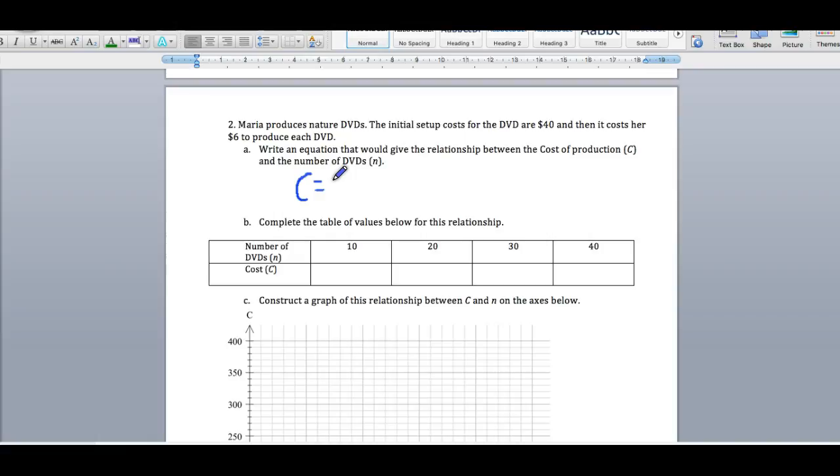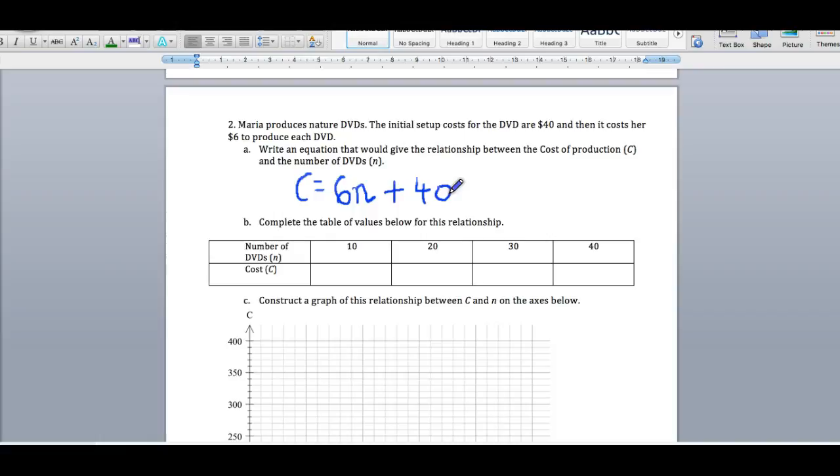Okay, so each DVD costs $6 to produce. So we can say the cost is equal to $6 per DVD, times N. Okay, and we have a flat fee of $40. So that $40 means no matter how many DVDs I make, I still have to pay $40. It could be, I don't know, just editing costs. It's pretty cheap for editing costs, but just a $40 flat fee. So if I sold 2 DVDs, it's 6 times 2 plus 40, which is 52.